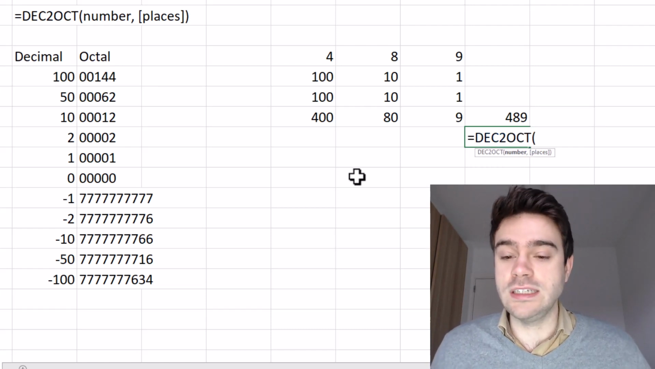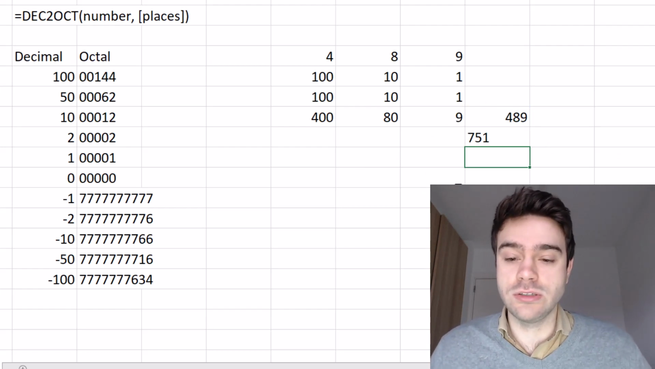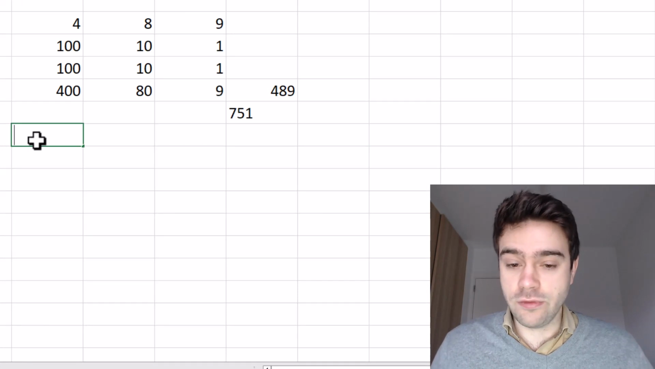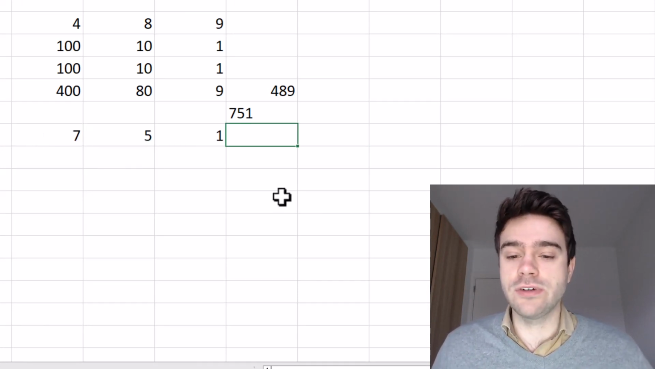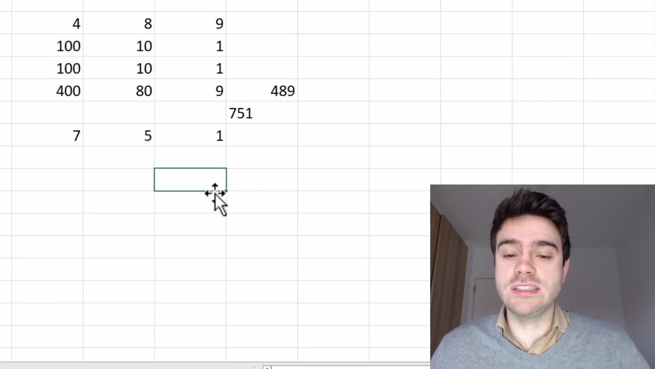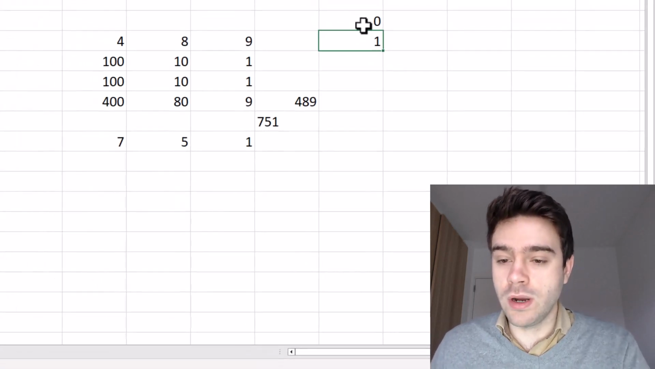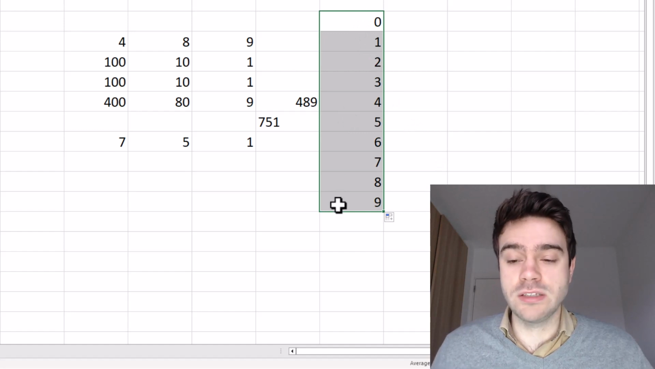So with the function DEC2OCT, I input the decimal number and out comes the octal number. So as you can see, we get 751. So let's fill out 751 and do the same calculation like we just did for the decimal number. Now how the octal number system works is that the number of digits is limited. So for the decimal number system, we go from 0, 1, all the way to 9. So in total, there are 10 possibilities.